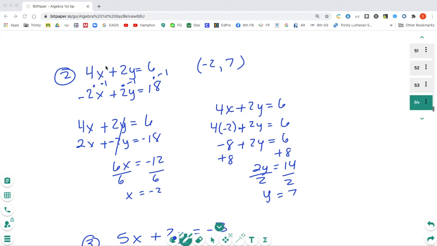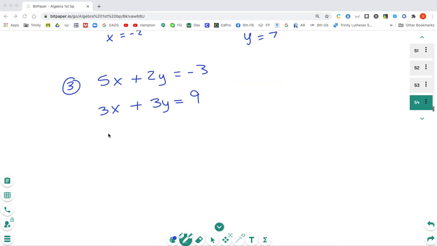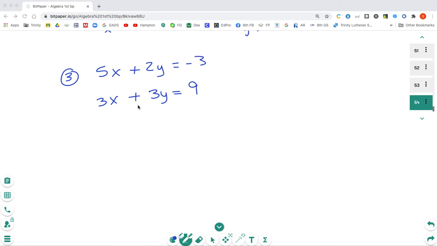And again, 4 times negative 2 is negative 8. 2 times 7 is 14. Negative 8 and 14 gives us a positive 6. Negative 2 times negative 2 is positive 4. And 2 times 7 is 14. And positive 4 and 14 is 18. So you want to do the mental math check, or you want to do the calculator check. Now, sometimes we're going to have to multiply both equations by something in order to find a zero pair that we can use.